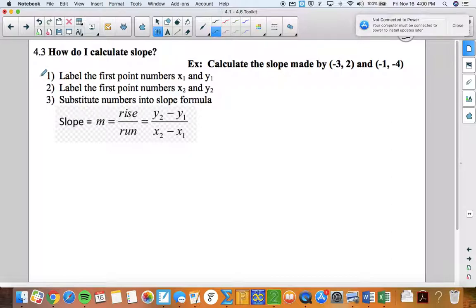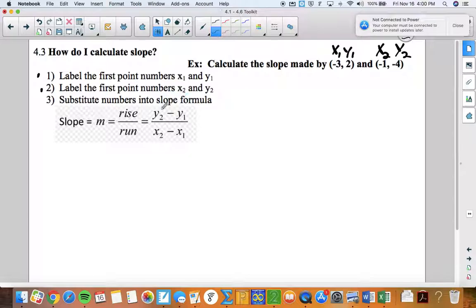Last but not least, how do I calculate slope? I'd recommend that you label the first point x1 and y1. This is your x1 and that is your y1, meaning your first x and your first y of the first point. Now this next point is your second point. So label that x2 and y2. It's your second x and your second y.